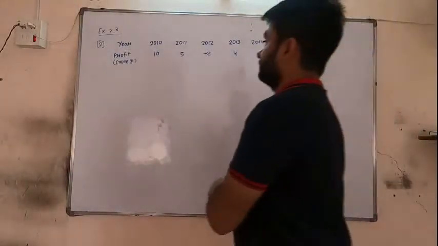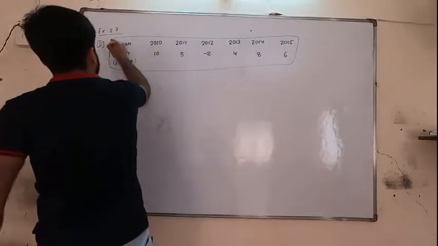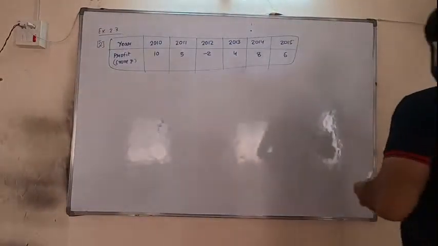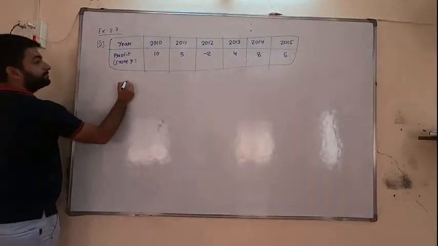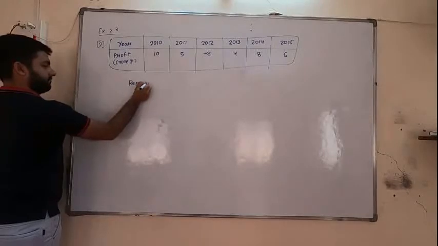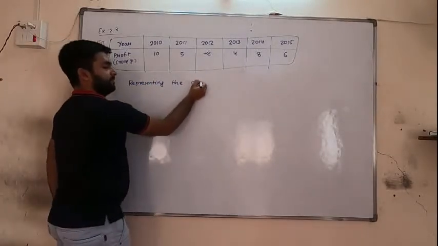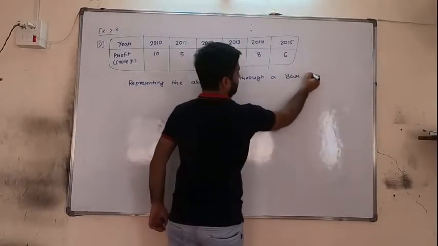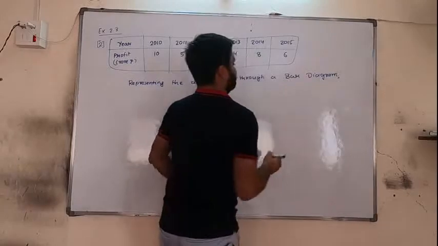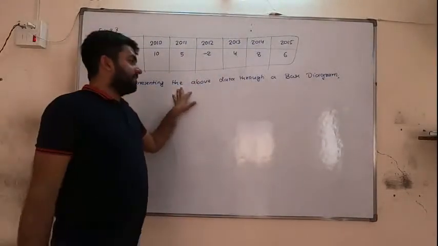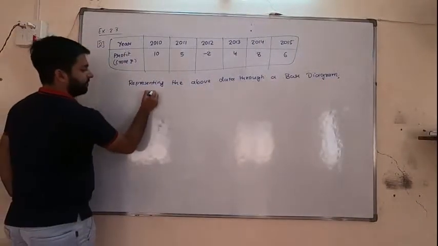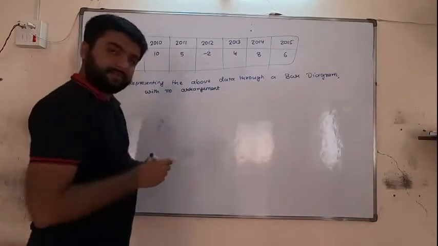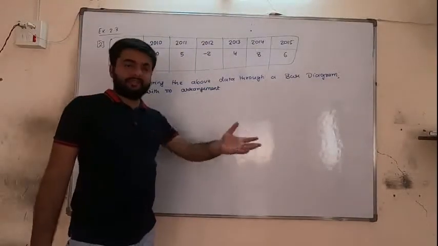Now, as we don't need to arrange, we will just write: representing the above data through a bar diagram with no arrangement. As timely data is given, it does not need any arrangement.